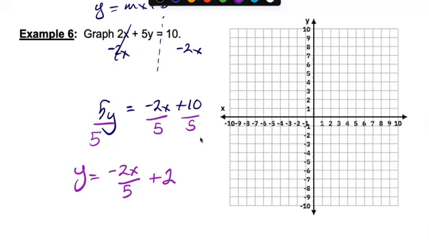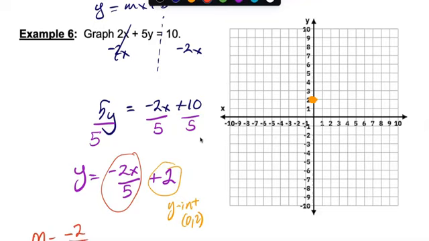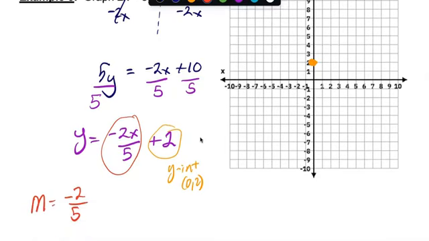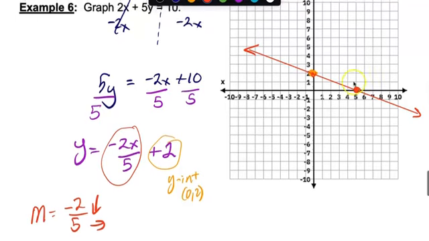So now it's in slope-intercept form. We have our y-intercept right here. My y-intercept, so 0, 2. So that's my first point. And then we have our slope right here. Again, we have a negative slope. But this time it's a fraction already, so I'm just going to leave it. So we're going to go down 2 again, and we're going to go right 5. So from our point, we're going to go down 2 and right 5. So like right there. This time I can do 2 of them. I can connect those 2. And there's my graph.